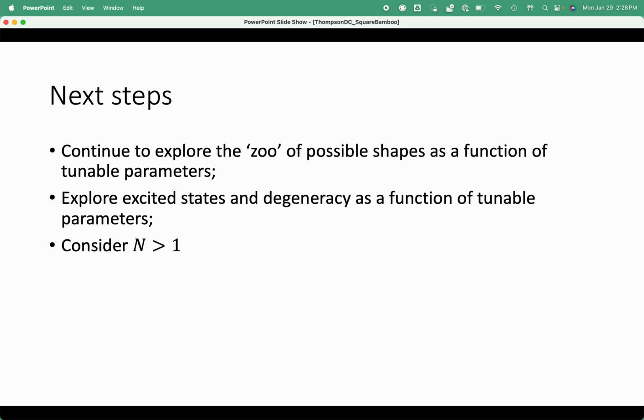Now, there are, of course, many possible steps for future work, including to continue exploring the zoo of possible shapes as a function of these tunable parameters, to explore in more detail the excited states and degeneracies as a function of these parameters, and finally, of course, to consider the case of n greater than 1. This is actually a very robust research project in and of itself that's at the moment outside of the scope of the current time I have available, but still of interest to note.